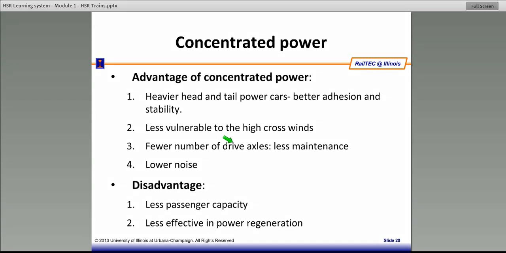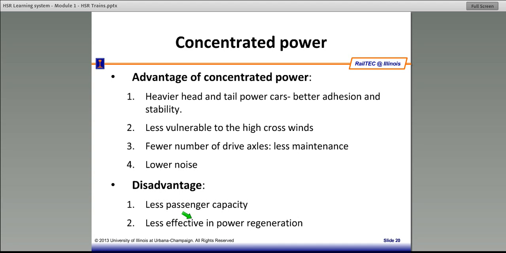So that is less driving bogie to be maintained. And of course, the intermediate cars do not have motor bogies underneath the car, so there is less noise. That is also something which is emphasized. However, the disadvantage is that the head car and the tail car are all for the power unit or control unit. So there is no passenger, and the passenger capacity will be much less.